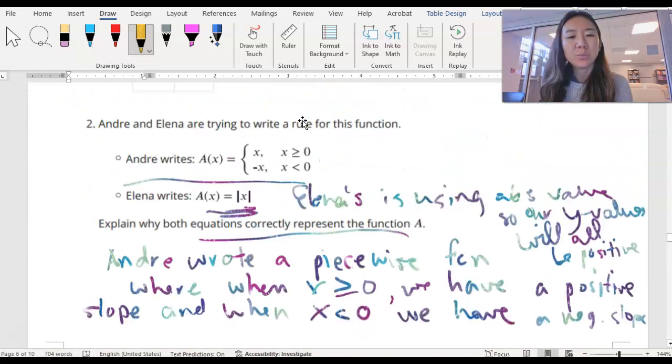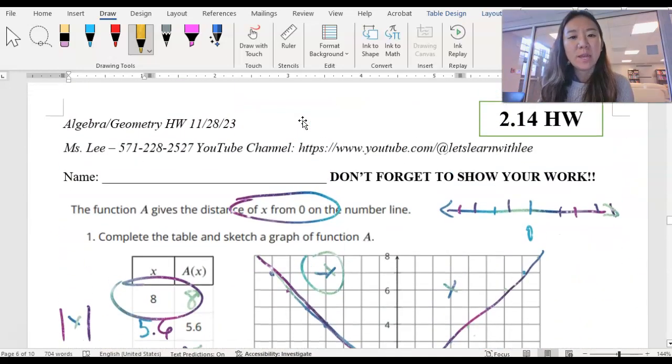If you have any questions, please reach out to me as always. And just to give you a little preview, tomorrow we will be going over something called inverse functions. And so just wrap your head around that. All right, see you tomorrow. Happy homeworking.